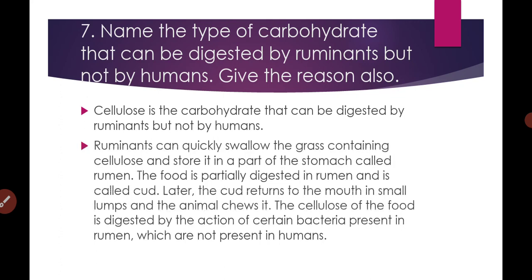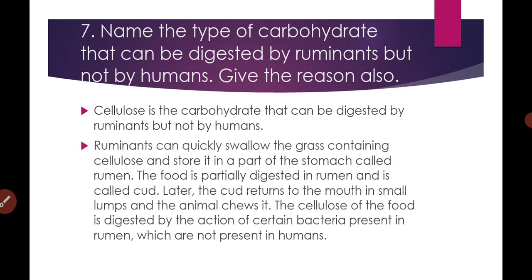They can quickly swallow it and store it in a part of the stomach which is named the rumen. Now later on what happens? The food is partially digested in the rumen, and it is named cud. And later on what happens? The cud returns to the mouth in small lumps and the animal again starts to chew it.